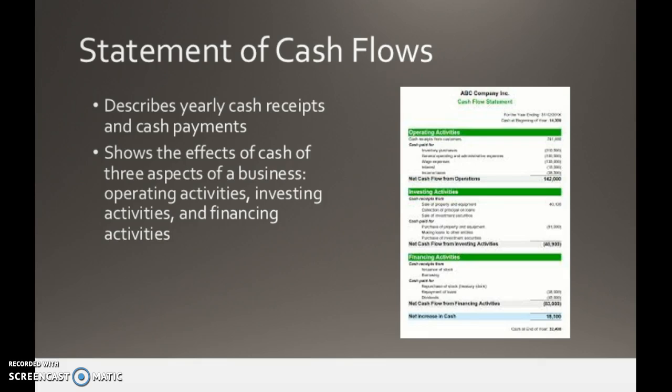Cash flows from operations include cash transactions involved in buying and selling goods and services. Cash flows from investing include cash receipts and payments from buying and selling stocks, bonds, property, equipment, and other productive assets. Cash flows from financing include cash inflows from borrowing or issuing stock, as well as outflows for payment of dividends and repayment of borrowed money.